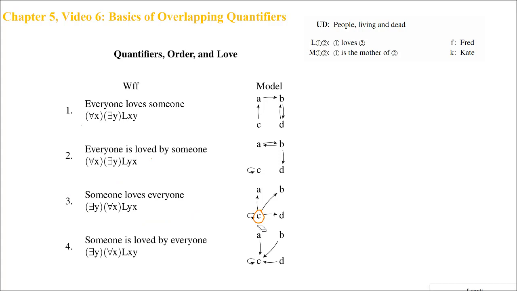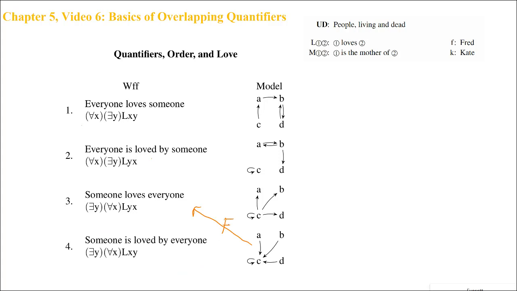Take a look at 4. Someone is loved by everyone. Well, here C is the at least one person who's getting loved by everyone. Has arrows coming from everyone into him or herself. Very well loved C. Notice that the picture for 4 makes 3 false.